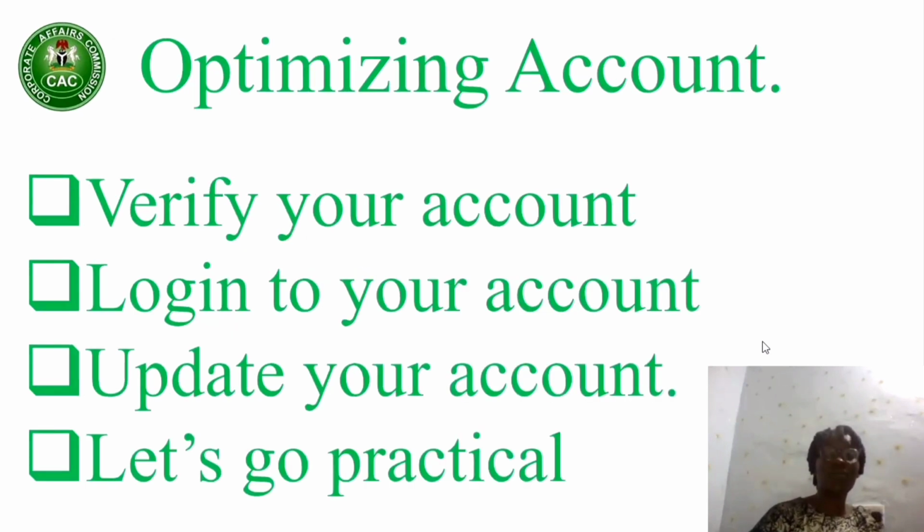To optimize the account, the first thing I will do is to verify my account. The account I just created, I will have to go to the email I input while I was registering it to verify the account. CAC will send me an email, so I'll go there and verify that email. Then I'll log into the account I just created, and then update or optimize it by supplying all the information I didn't supply earlier. Right, so those are the things I will do to be able to complete the process of registering the account.